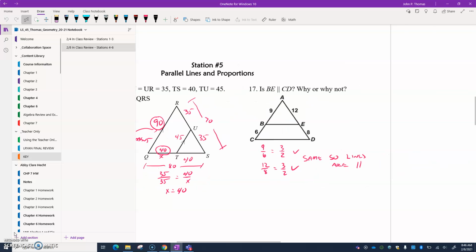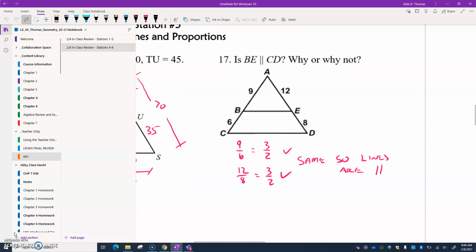Sliding over to 17. 17 asked me if they're parallel. So we know if BE and CD are parallel, then the ratio of the 9 to 6 on the left has to be the same as the ratio of the 12 to 8 on the right. Otherwise, these are not similar triangles. Both of those ratios reduce to 3/2. That means that we do have similar triangles, and those two lines have to be parallel.